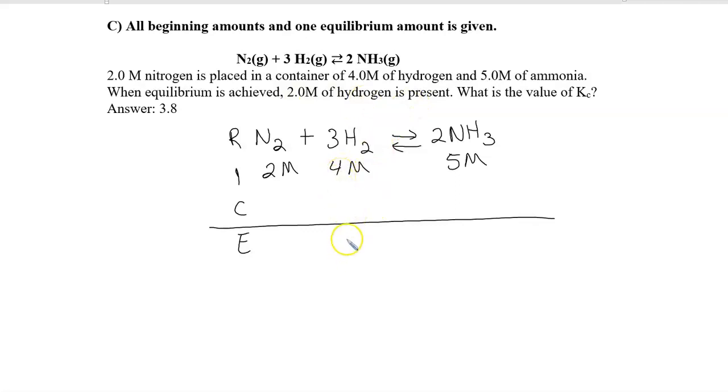So it started with 4. It ended with 2, and I know it ended with 2 because it told me that. So I can figure out how much it changed. Can you see how much it changed? It was 4, and now it's 2, so it must have gained or lost. Well, it must have lost because it was 4, now 2, and so it lost a 2 molar.